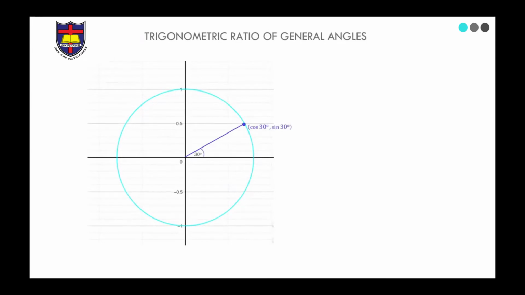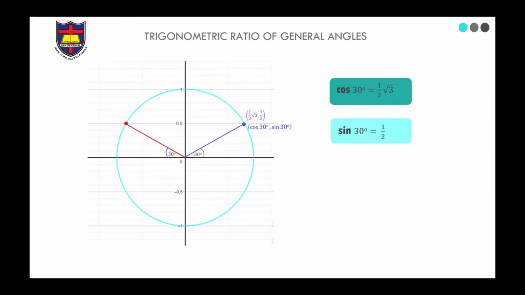Here at this position, since we have cos 30 is a half square root of 3 and sin 30 is a half, we can match it with half square root of 3 and a half. If we move the position reflected at the left side of the y-axis, we can have the angle 30 degree with the position of the coordinate become minus a half square root of 3 and a half. And we can count that the angle will be 180 minus 30, so it is 150 degree.